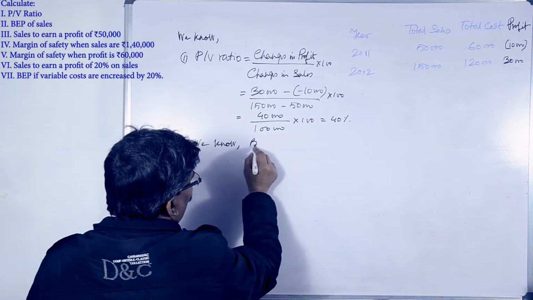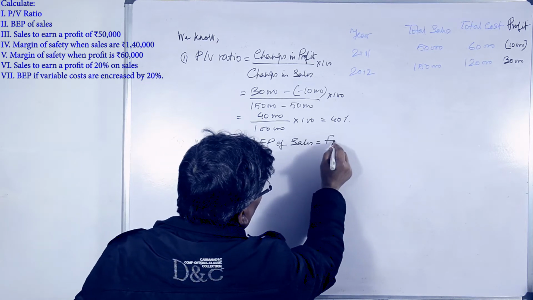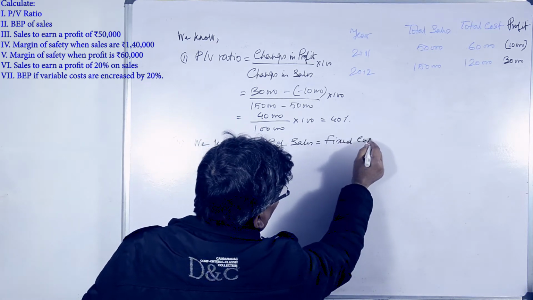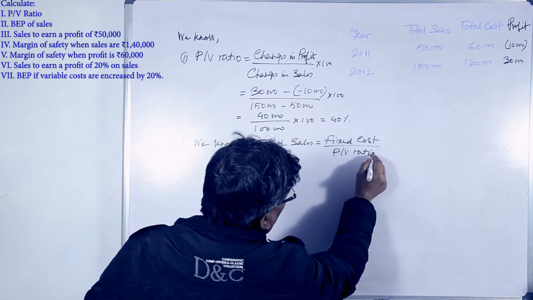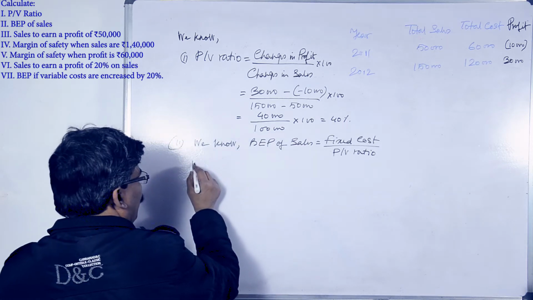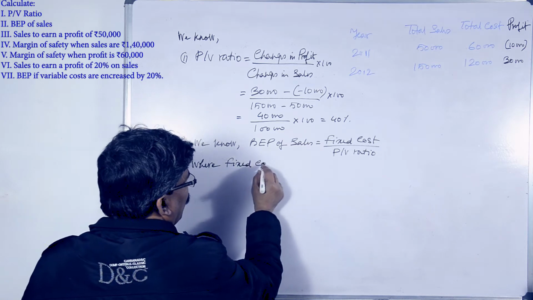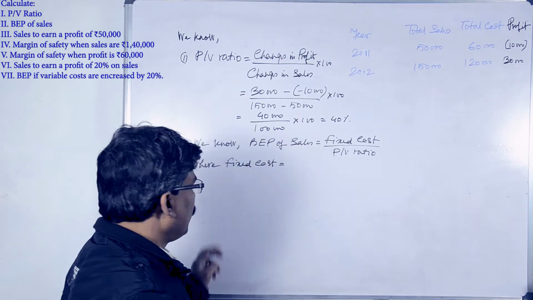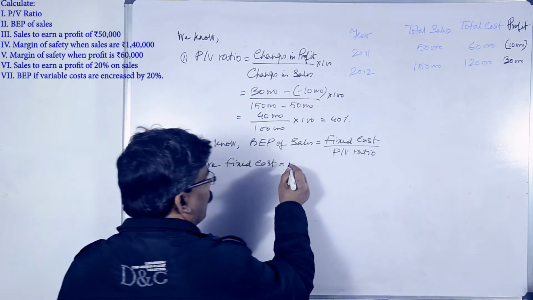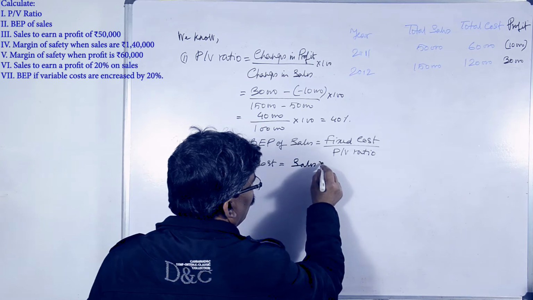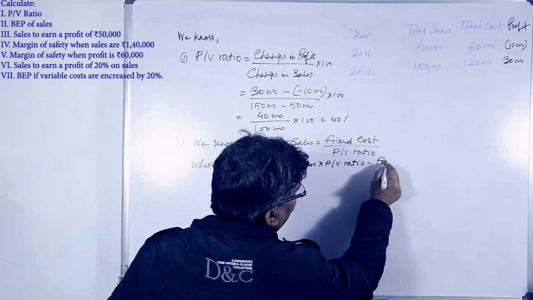We know break-even point of sales equals fixed cost divided by PV ratio, where fixed cost we have to calculate. To calculate the fixed cost, we have to apply the formula from the last video class. The formula is sales into PV ratio minus profit.